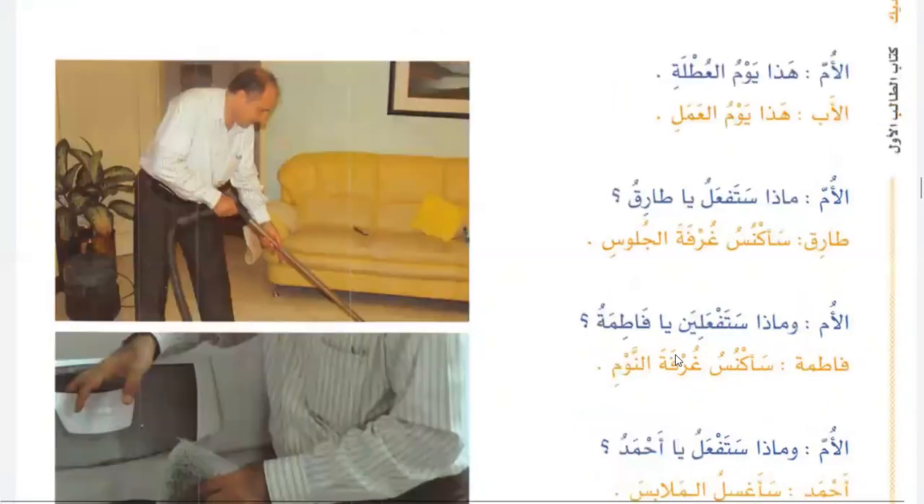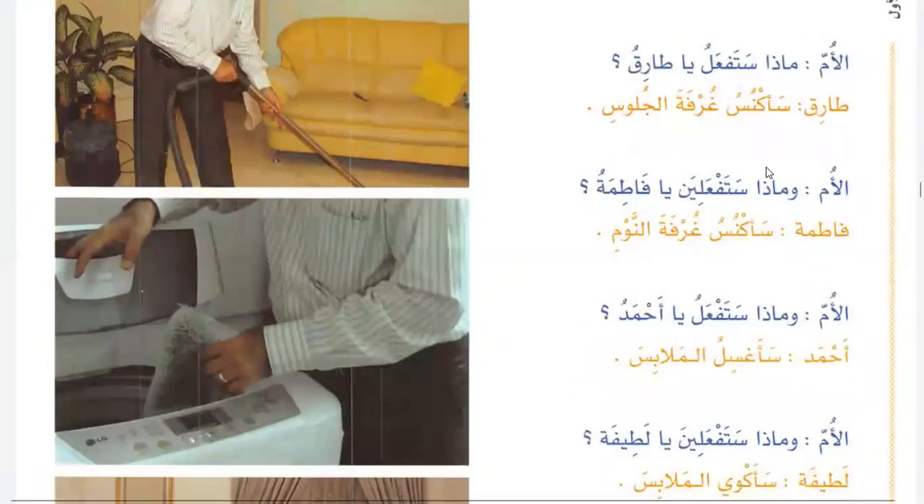Al-Um, the mother: Maza satafalu ya Tariq? What will you do, O Tariq? Tariq: Sa'aknusu ghurfatul julus. I will sweep the living room. Sa'aknusu, I will sweep. Al-Um: وَمَاذَا سَتَفْعَلِينَ يَا فَاطِمَة؟ And what will you do, O Fatima? Fatima: سَأَكْنُسُ غُرْفَةَ النَّوْمِ. I will sweep the bedroom.